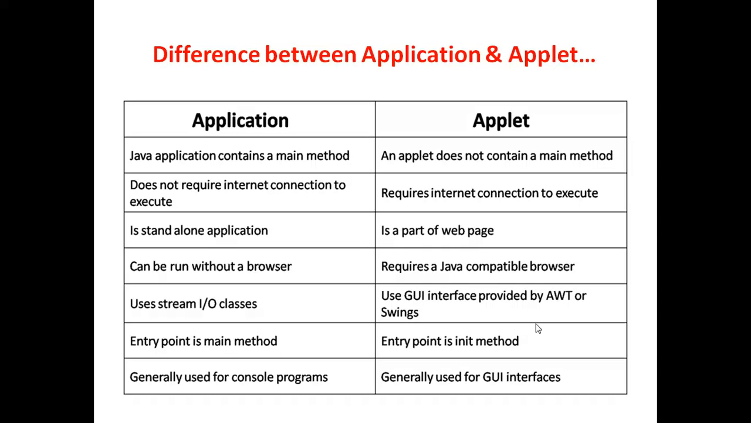An application uses the stream I/O classes, whereas applets use the GUI interface provided by AWT or Swing. The application's entry point is the main method, but the applet does not have a main method. Therefore, the entry point is the initialize method, which is the init method. An application is generally used for console programming, but the applet is used generally for GUI interfaces.